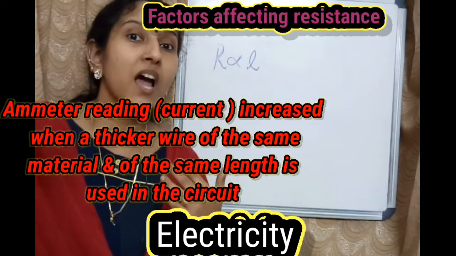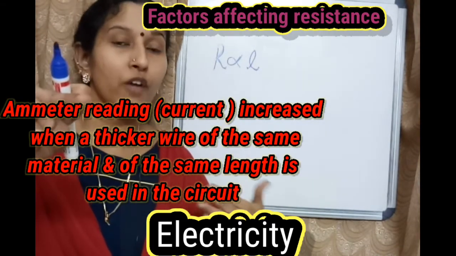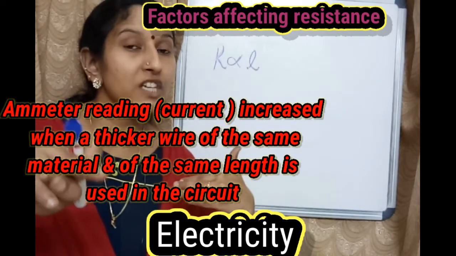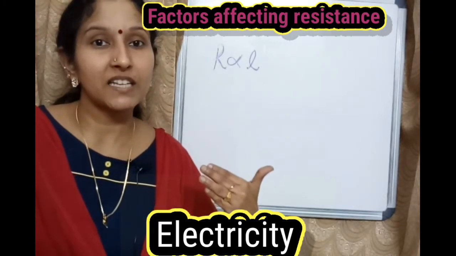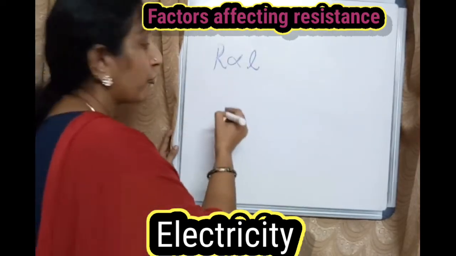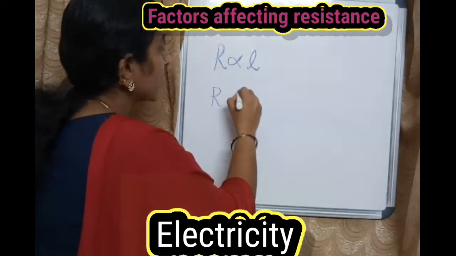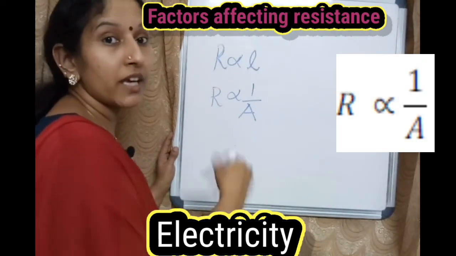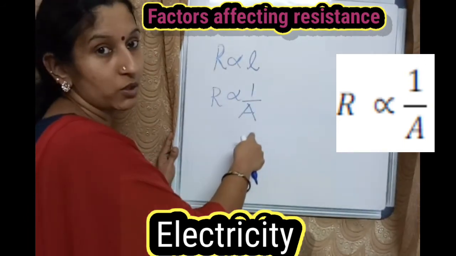I increases means R decreases. R decreases in the case of a thicker wire. In the case of an increase in area of cross section, resistance decreases. When one increases and the other decreases, it is an inversely proportional relationship, which means R is inversely proportional to area of cross section. I told you which symbol we can use for the thickness, area of cross section. So R is inversely proportional to thickness.